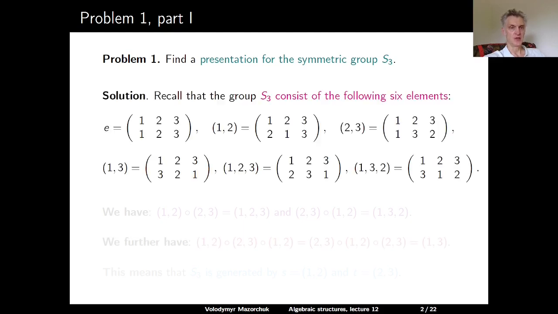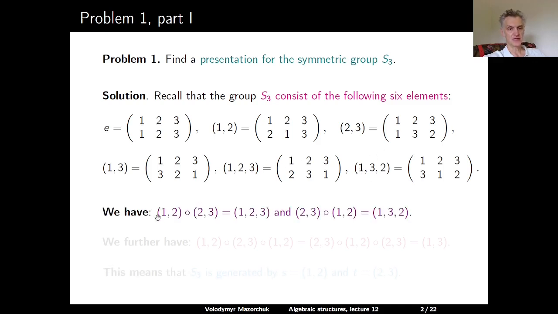Solution. Recall that the group S3 consists of the following 6 elements. We have the identity element, the transposition of 1 and 2, the transposition of 2 and 3, the transposition of 1 and 3, then the 3-cycle which sends 1 to 2, 2 to 3 and 3 to 1, and the 3-cycle which sends 1 to 3, 3 to 2 and 2 to 1.